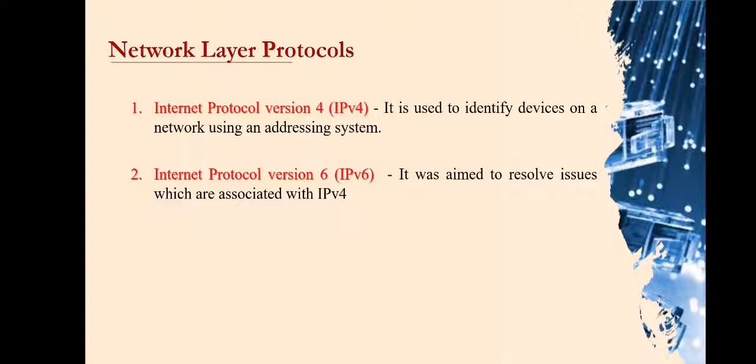The first network layer protocol is the IPv4 or the Internet Protocol version 4. The IPv4 is the first version of the Internet Protocol. It was developed for production in the ARPANET in 1983. Today, it is the most widely used IP version. It is used to identify devices on a network using an addressing system. Till date, it is considered as the primary internet protocol and carries 94% of the internet traffic. We are referring to the IPv4.